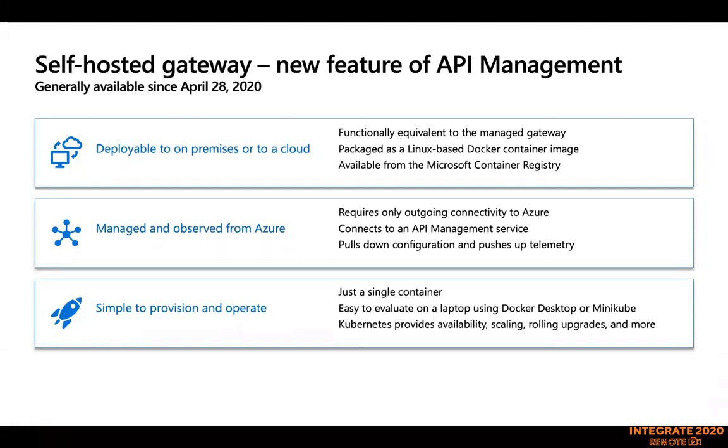So it is managed and observed from Azure. So these are not standalone solutions. They require outgoing connectivity to Azure, and only outgoing connectivity, and it's just port 1443. So it's a fairly simple requirement to satisfy. It connects to the Azure API Management instance in the cloud, so it always has to be associated with an instance in the cloud to work. And then, of course, it pulls down configuration and pushes up telemetry.